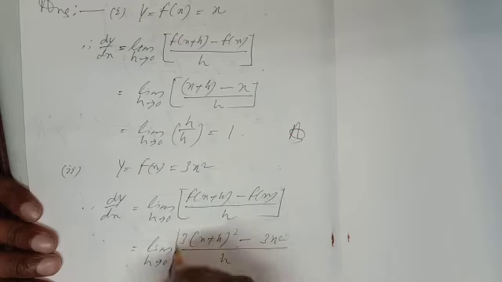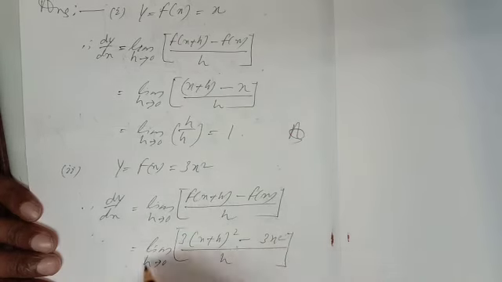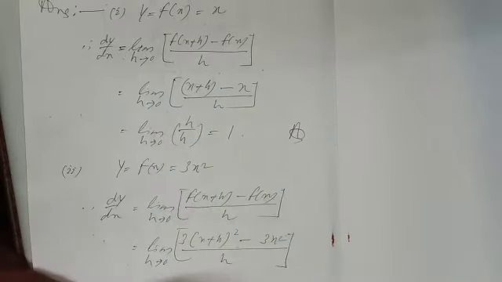You can take 3 common, taking it outside as it is a constant. After that, limit h tends to 0, x plus h whole squared is how much? x squared plus 2hx plus h squared, and here minus x squared, because I have taken 3 common, divided by h. After that this x squared will be cancelled, and 2hx plus h squared by h is left.